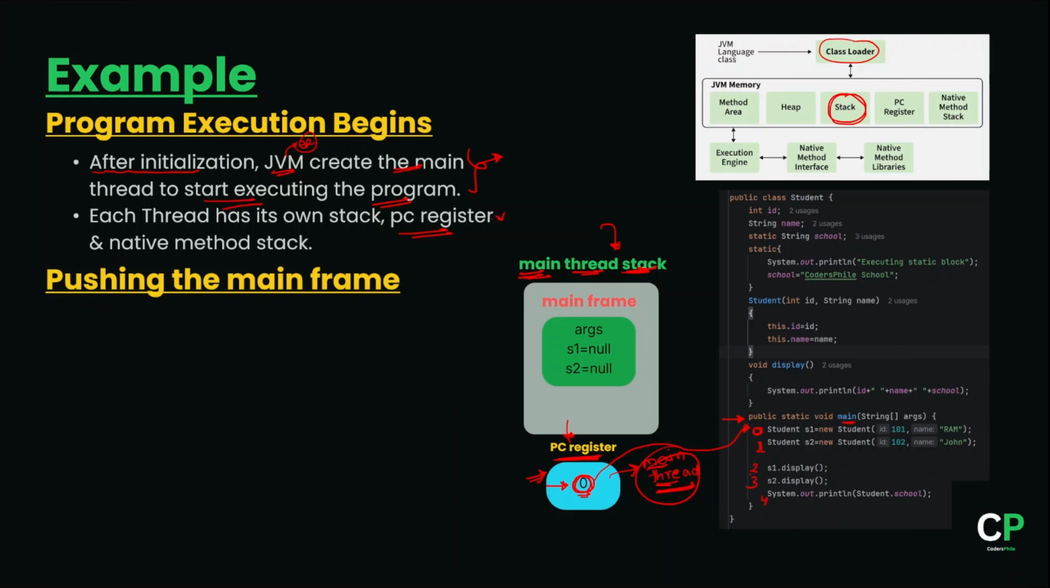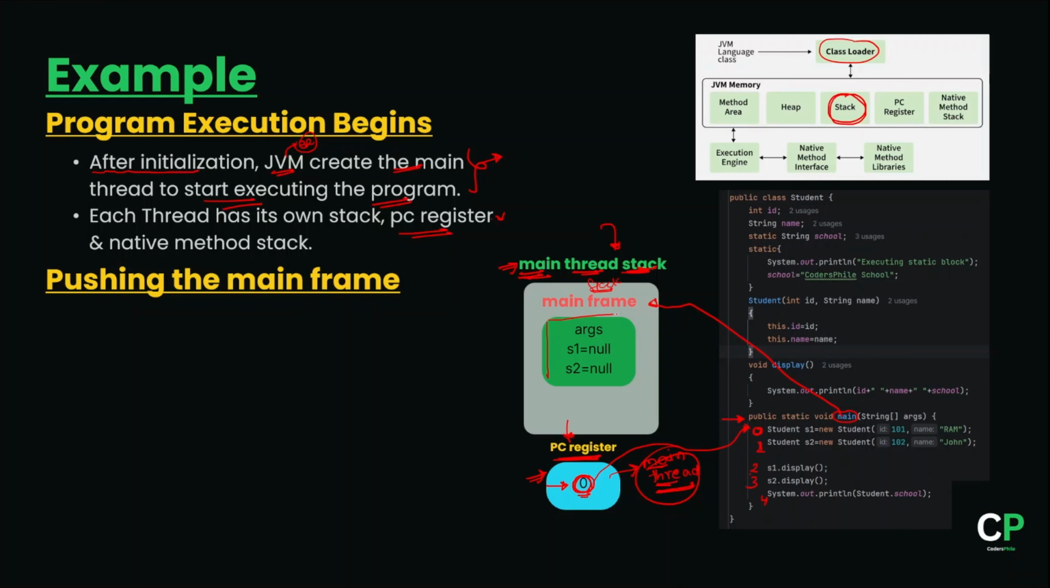So now what will happen? First the execution of the program will start from the main method. As we all know, what does the stack store? The stack stores stack frames. For each method one stack frame is pushed into the stack. Since it is the main method, the main frame is pushed into the stack.